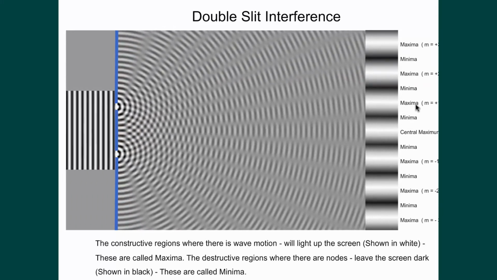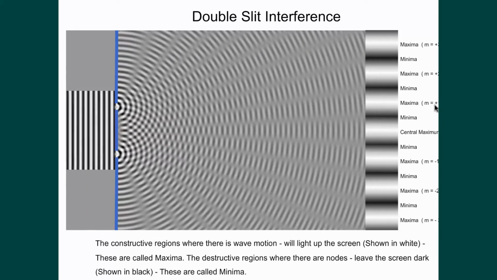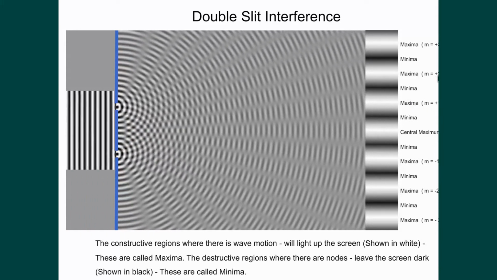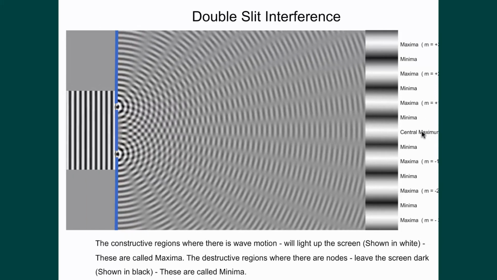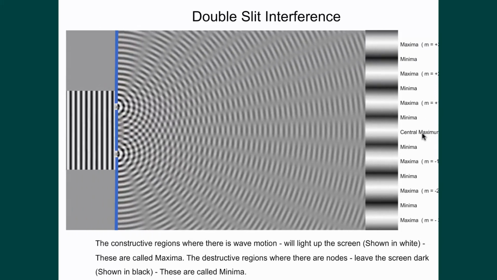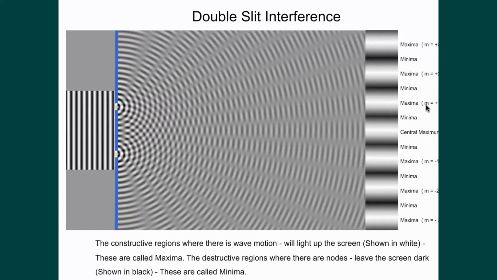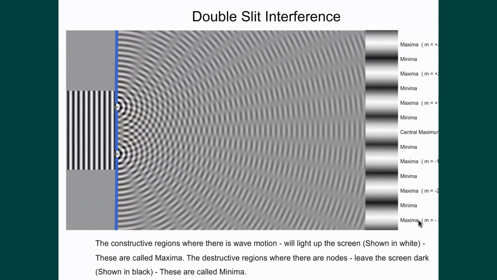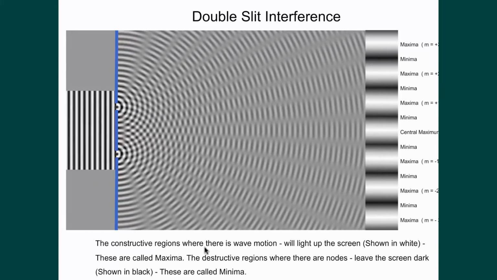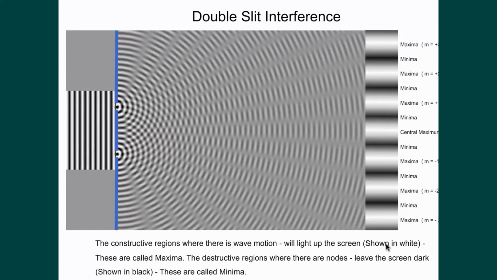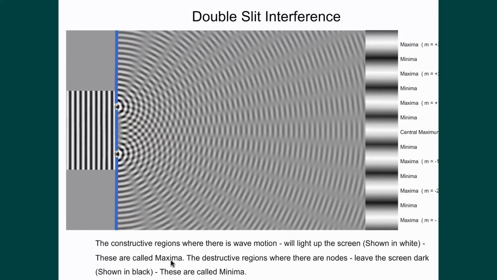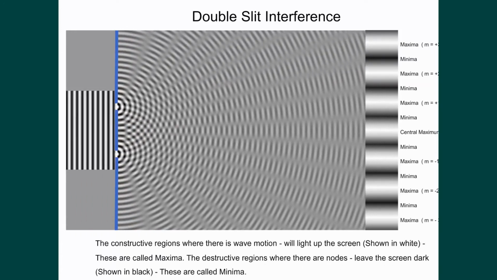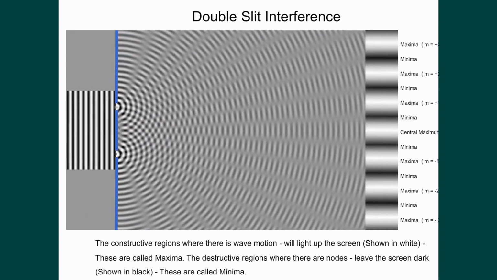Then the next maxima is called maxima m plus 1. Then there's another minimum, then there's another maxima. So they're basically labeling them. The central one is given no number, but then as we move upwards, you'll see that it's the first maxima, the second maxima, the third, and same thing as we go down. Constructive regions where there is wave motion will light up the screen, shown in white. These are called the maxima. Destructive regions where there are nodes leave the screen dark, shown in black. These are called the minima.